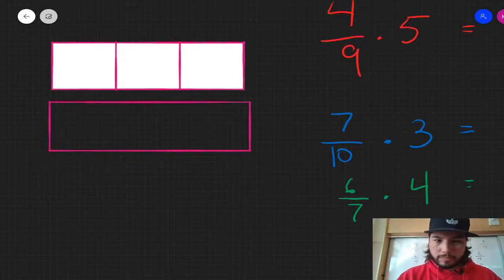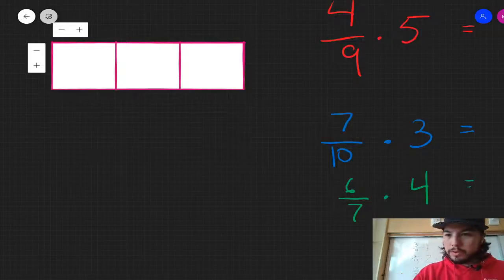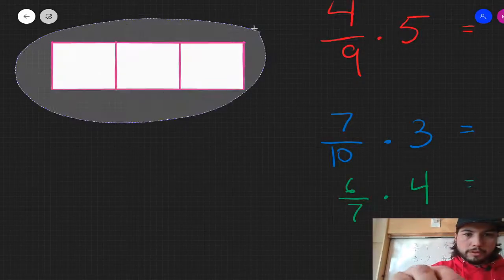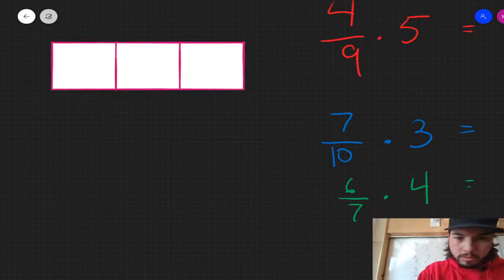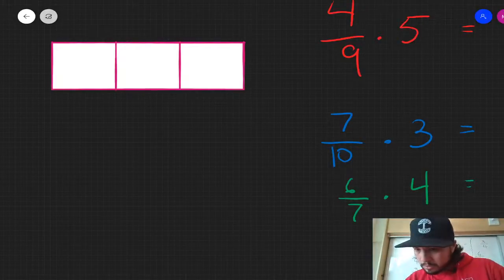So you know what we're going to do? We're going to be vindictive and erase it. Let's get some more thirds in here that we can copy. Now how do we paste?